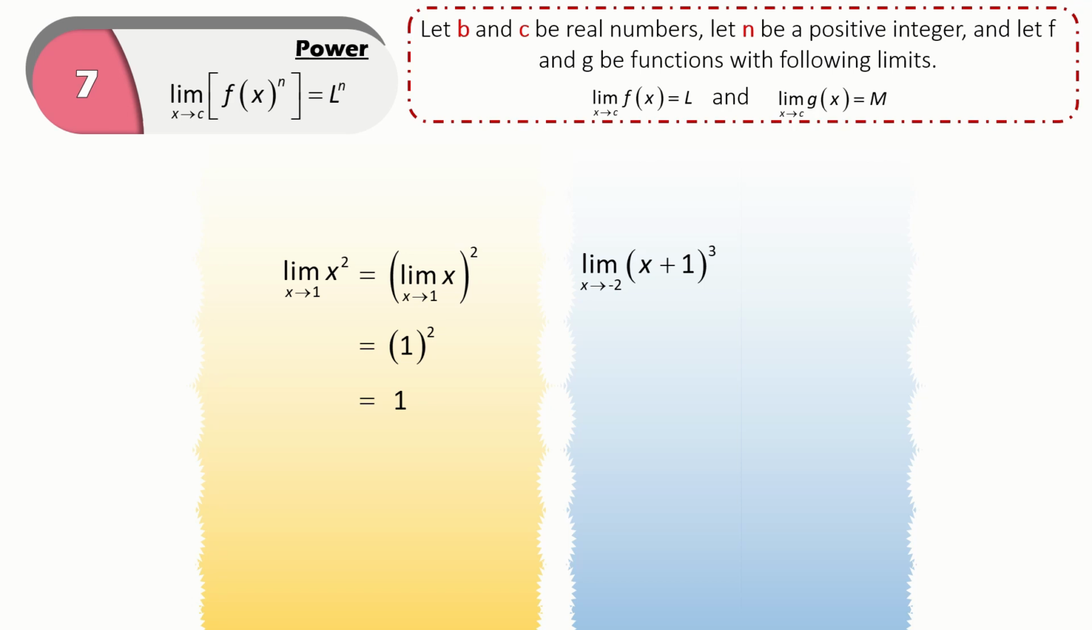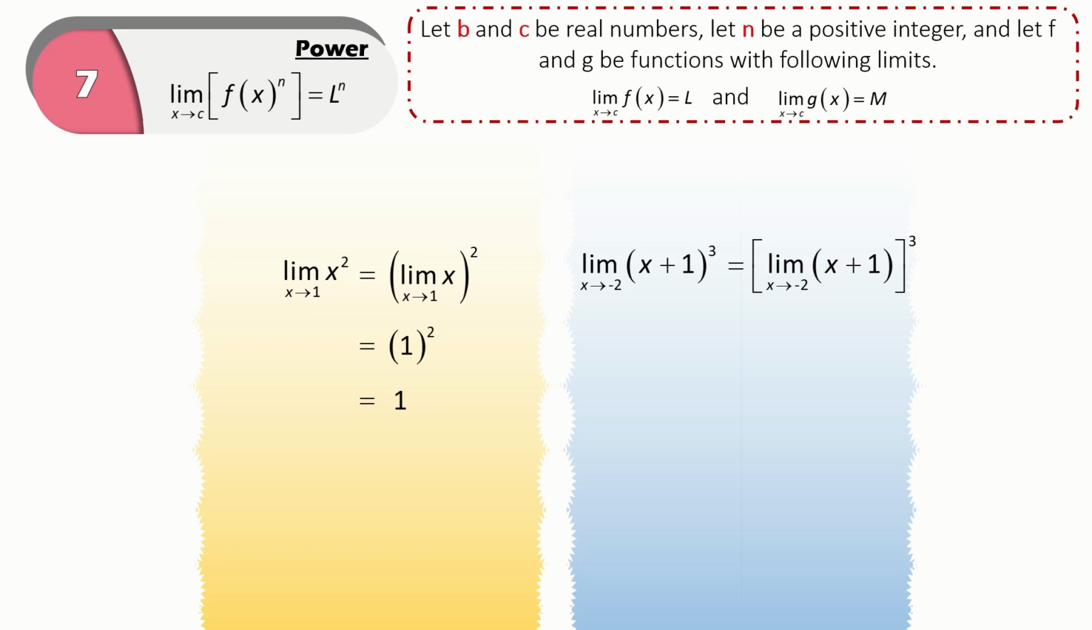Let's proceed. This will be the cube of the limit of the sum of x and 1 as x approaches negative 2 by applying the power property. Similar to the first example, we can take the limit of the function that is being raised by a power. In this example, the function being raised is the sum of x and 1. Take the limit of it before getting its cube.